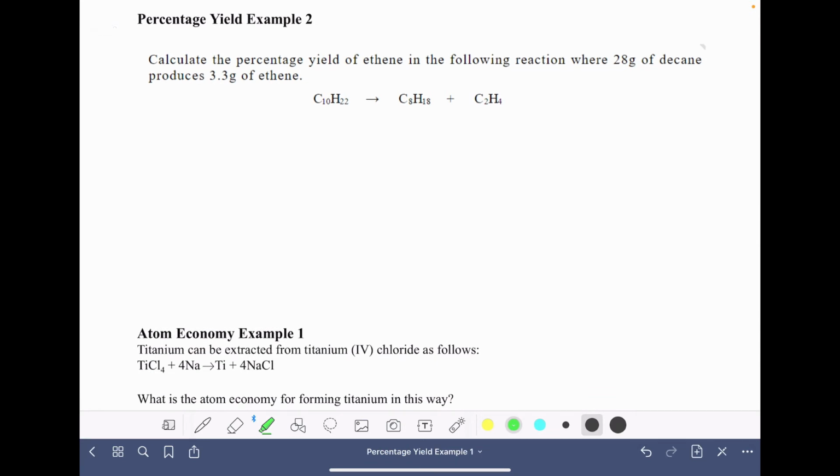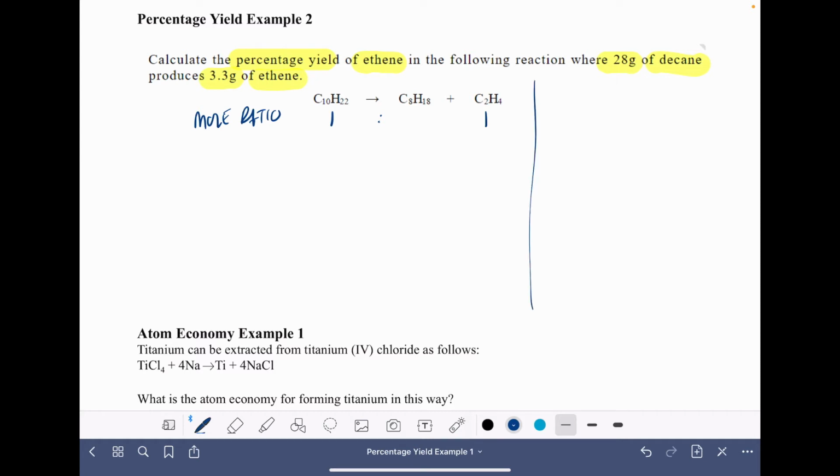Okay, so here's a second example of a percentage yield calculation. Let's look at what this one is asking. It's saying calculate the percentage yield of ethene in the following reaction, where 28 grams of decane produces 3.3 grams of ethene. And we have a balanced equation. Okay, so again, looking at the mole ratio, 1 mole of decane would produce 1 mole of ethene.